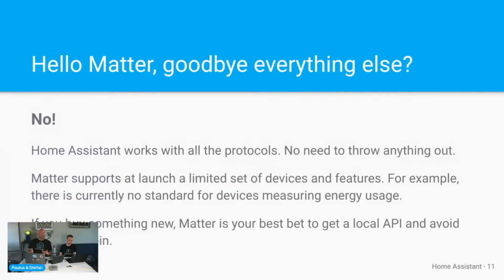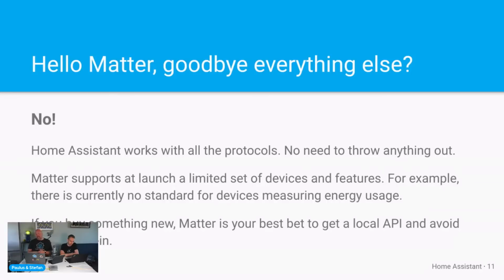Right. So, hello, Matter. Goodbye, everything else. No. You do not have to throw away all your old stuff. In fact, you shouldn't, because if something works today for you and for your use case, definitely keep it. Home Assistant, of course, works with all the protocols, so there's really no need to throw anything out. I think you will have enough Thread border routers in your house that your Matter network will have stable mesh connectivity soon. Obviously, this will happen as you get more devices in your home.